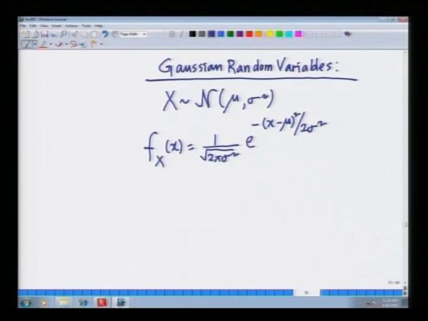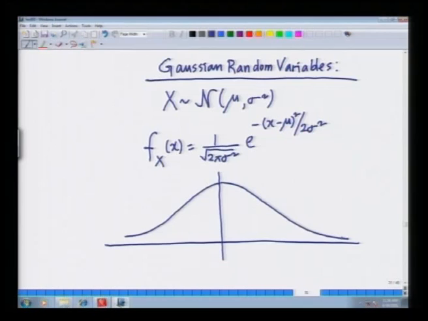Let me draw the approximate shape. This is the PDF of a Gaussian random variable centered at the mean of this random variable, which is mu, and this has a spread which is proportional to sigma. The variance is sigma squared, and the spread, or the deviation, is proportional to sigma.